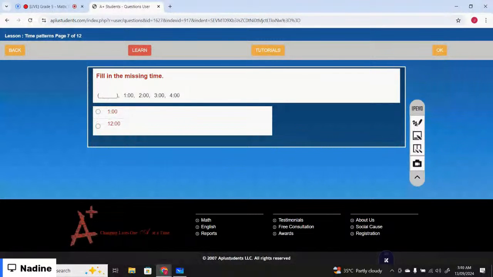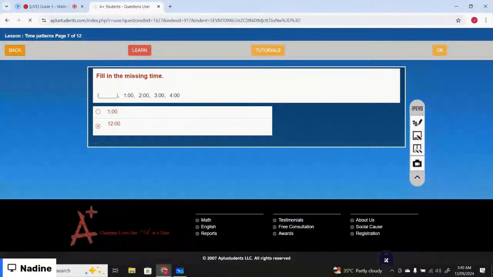Fill in the missing time. So which is the correct option? Fill in the missing time. So which time is missing? That is 12. Option number 2 is the correct option. Okay, you can complete the lesson by yourself later today.